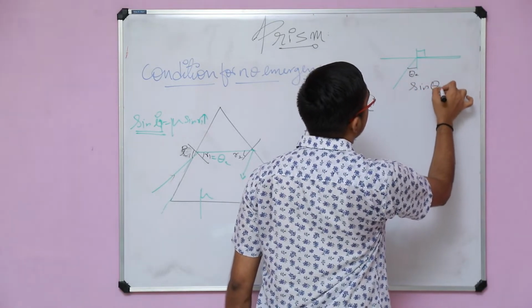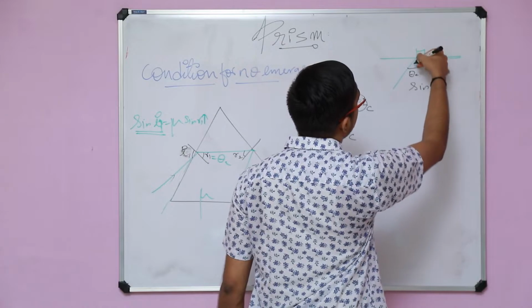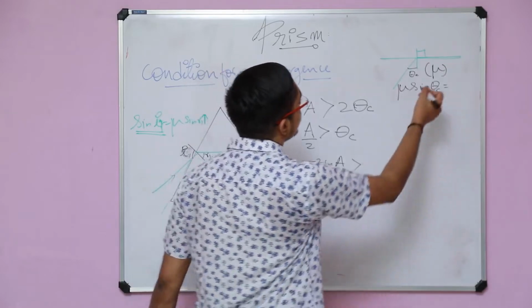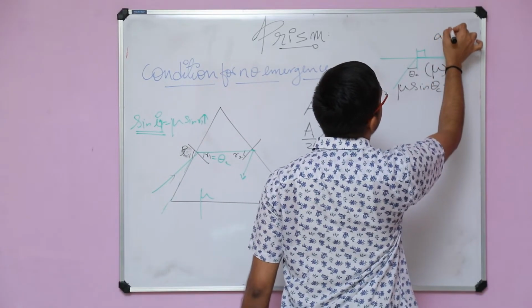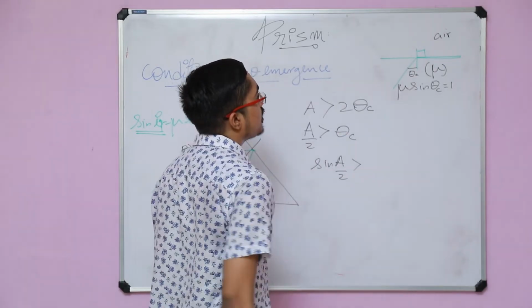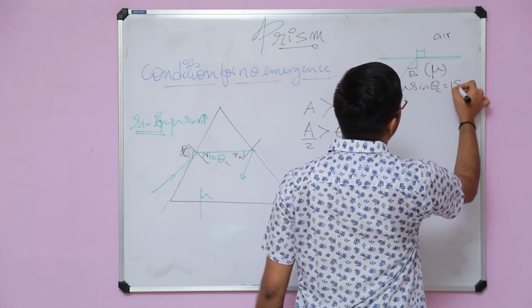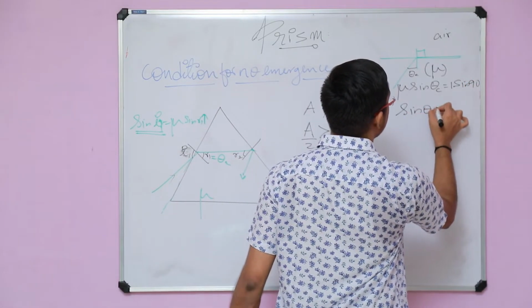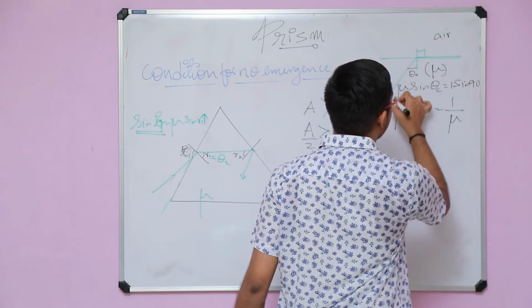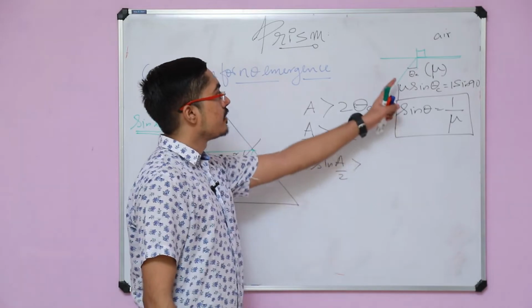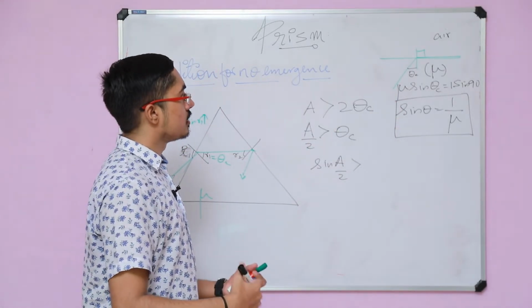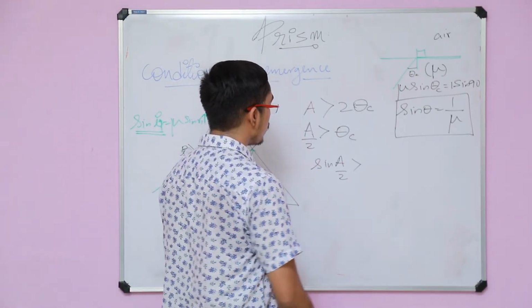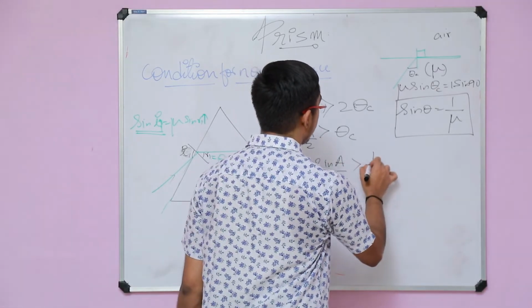Mu sin theta c, where mu is the refractive index of the denser medium, is equal to 1 if this is air. Let us suppose this is air and this is water itself. Water mu is equal to 4 by 3, we all know that. And this is 1 times sin 90 degree, right. Sin 90 is equal to 1. So, sin theta c is equal to 1 divided by the refractive index of the medium. This is the simple derivation that you make whenever you learn the concept of total internal reflection, which is an exaggerated condition of refraction as such. So, sin A by 2 is more than 1 by mu.